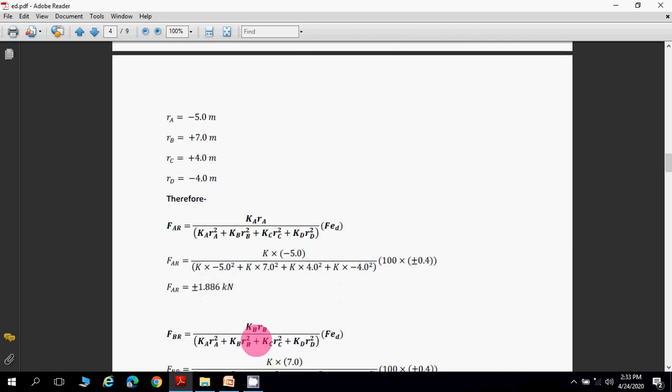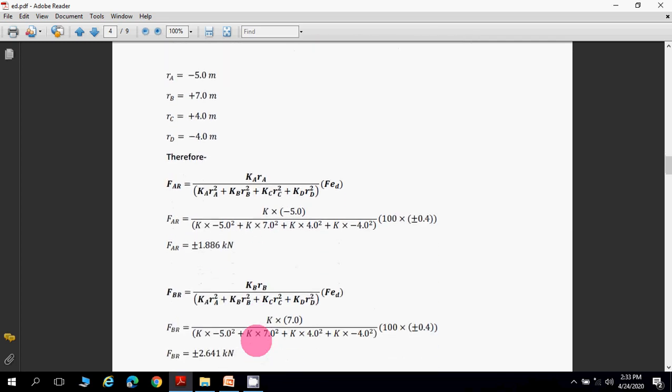Putting in all the values of k_A, k_B, r_A, r_B, r_C and r_D, we will find F_AR, which is the lateral force in the wall due to torsion. Due to torsion, F_AR is found by putting i equal to A. So k_i r_i is k_A r_A, divided by the summation of all k_i r_i² terms, that is k_A r_A² plus k_B r_B² plus k_C r_C² plus k_D r_D², multiplied by F into e_d. So the values are put in here.